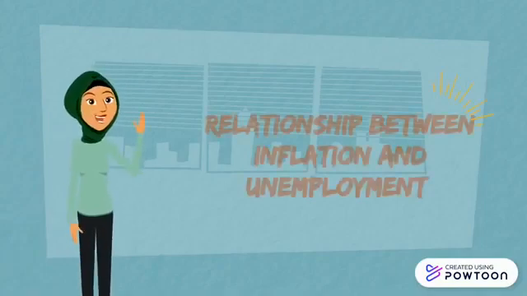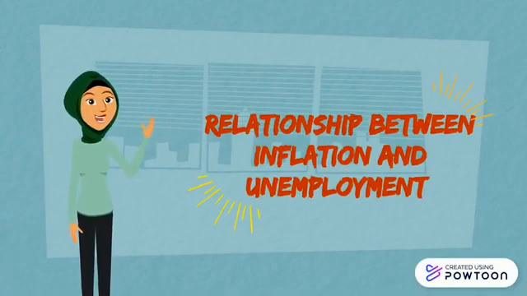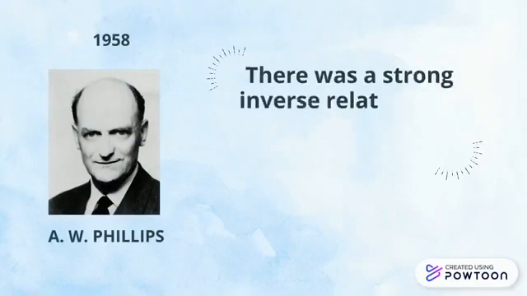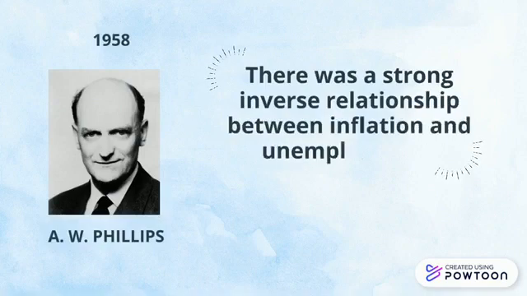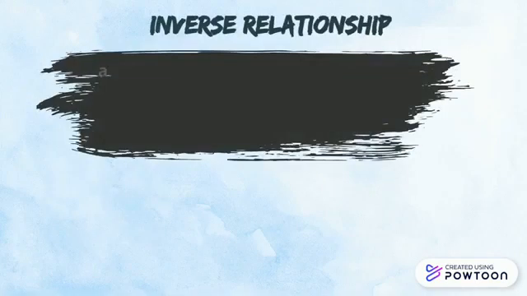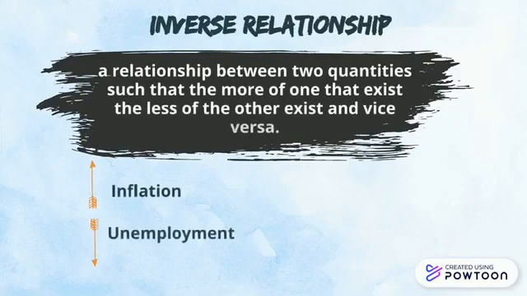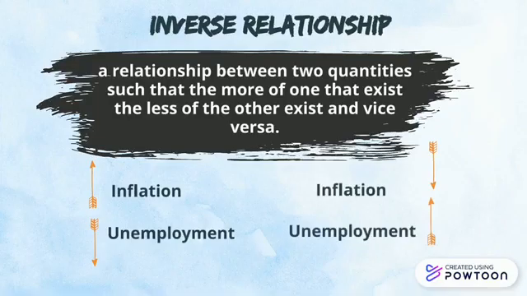Lastly, the relationship between inflation and unemployment. In 1958, A. W. Phillips observed that there was a strong inverse relationship between inflation and unemployment. Inverse relationship means two quantities such that the more of one that exists, the less of the other exists, and vice versa. The graph of the inverse relationship is called the Phillips curve.